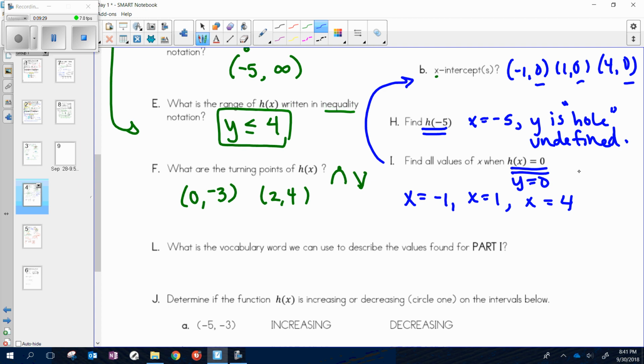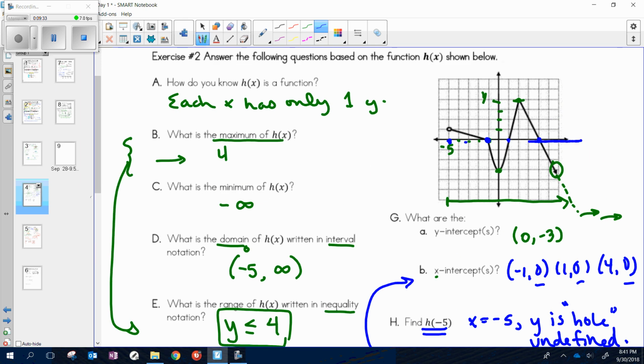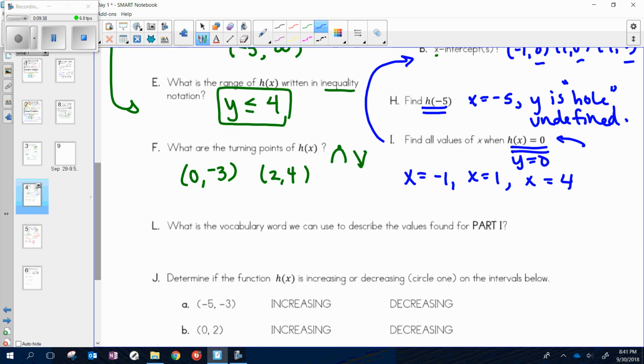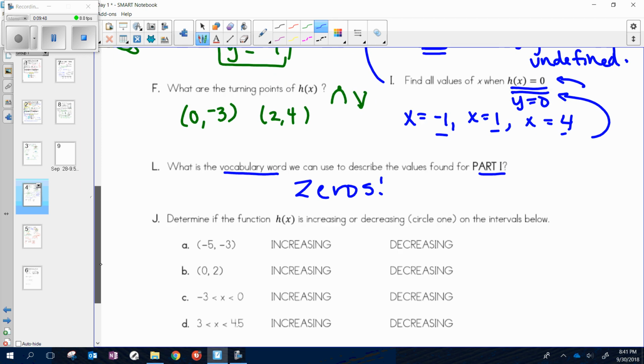Read that question again. Make sure you see what I'm saying here. It's also looking at this line right here. Where does the function hit that line? What's the vocab word that answers part I above, these x values when the y is 0? I think they're called zeros. Look back at your vocab.